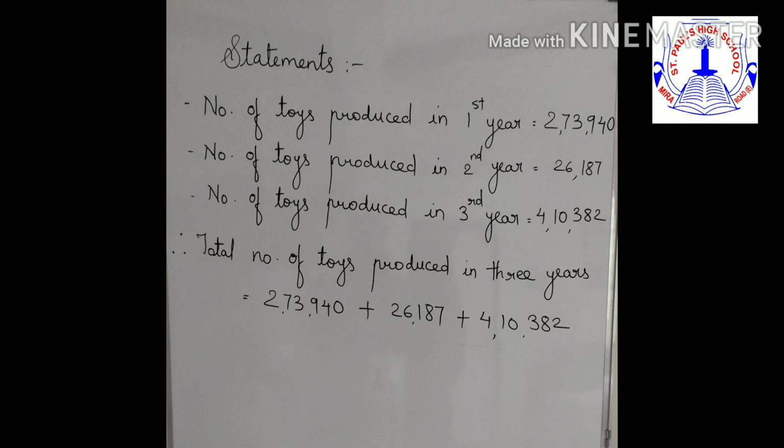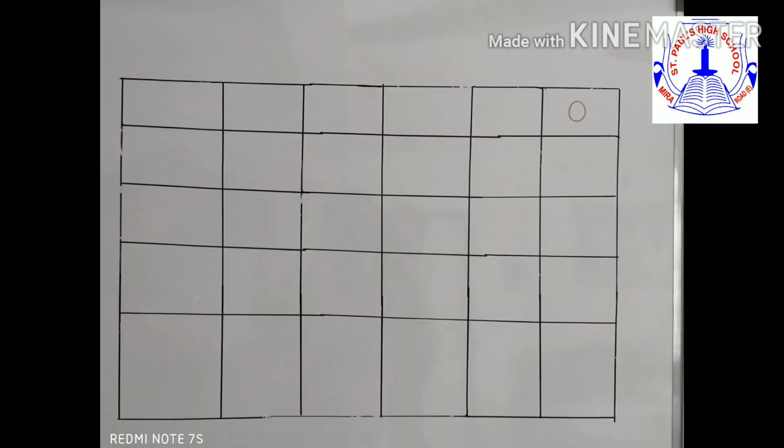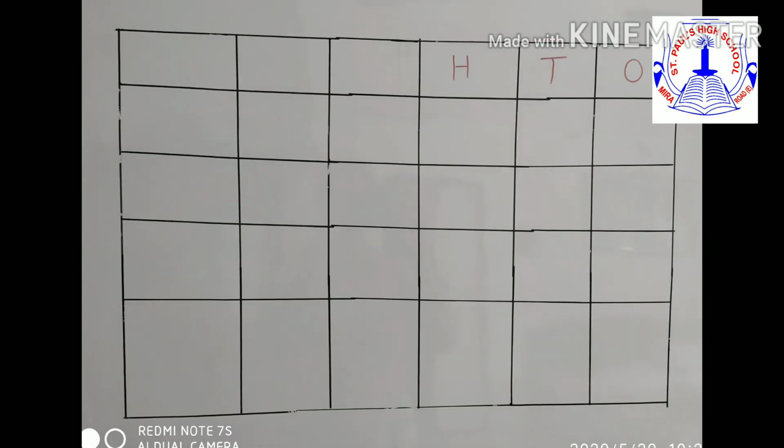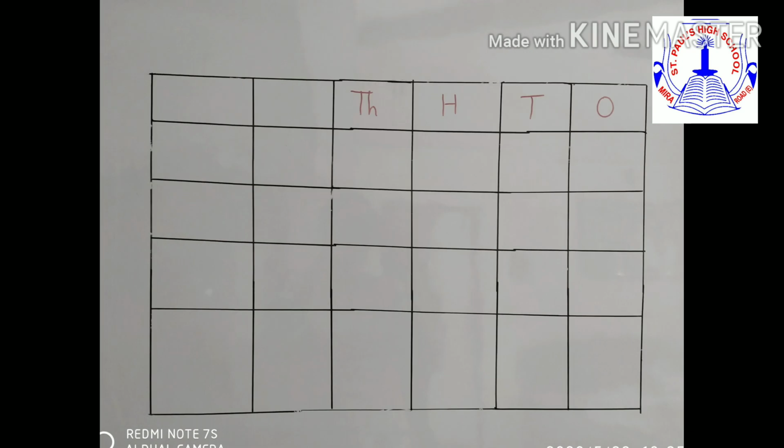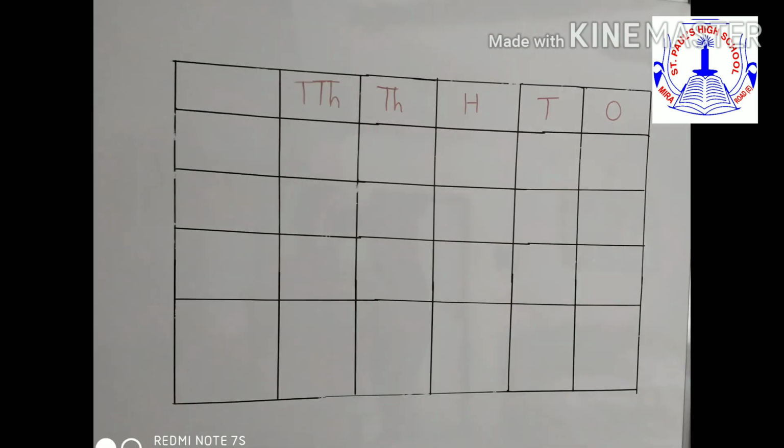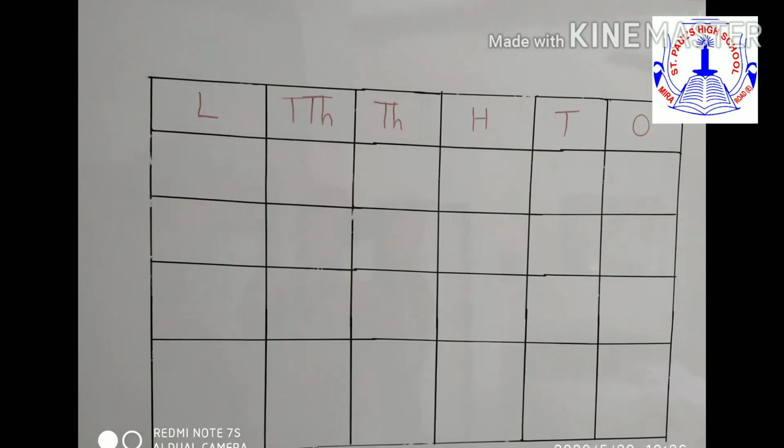2,73,940 plus 26,187 plus 4,10,382. So we will draw the columns and write ones, tens, hundred, thousand, 10,000 and lakh.